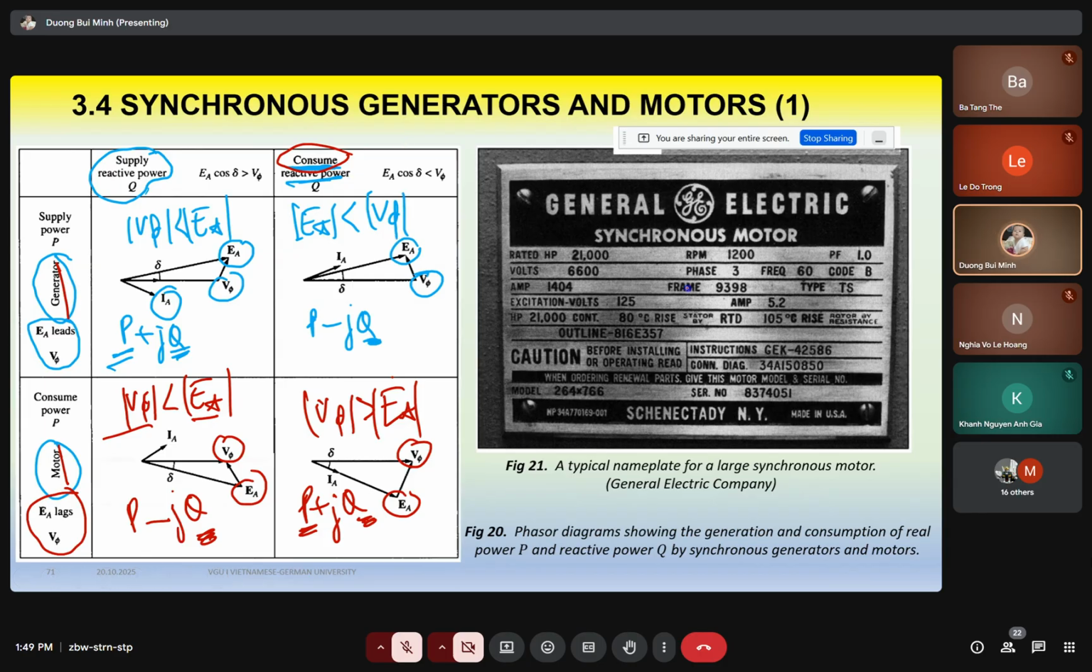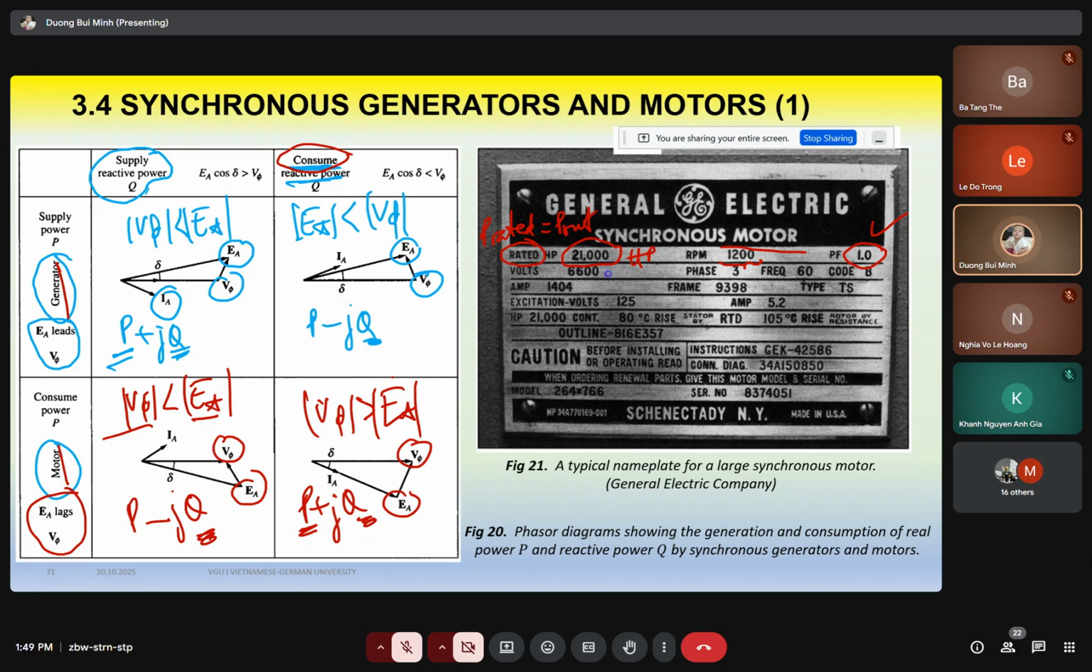And look at these figures. For this figure, we have some rated parameters. For example, this is a motor, and this is rated power. I mentioned to you before, the rated power is always output power. So here you get 21,000 HP. How many RPM? 1,200. Power factor is 1.